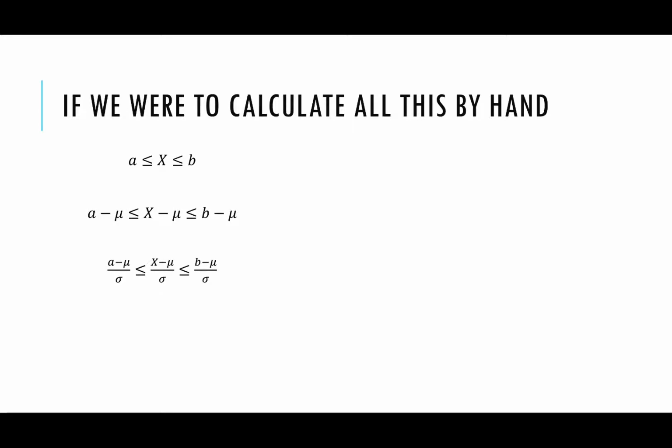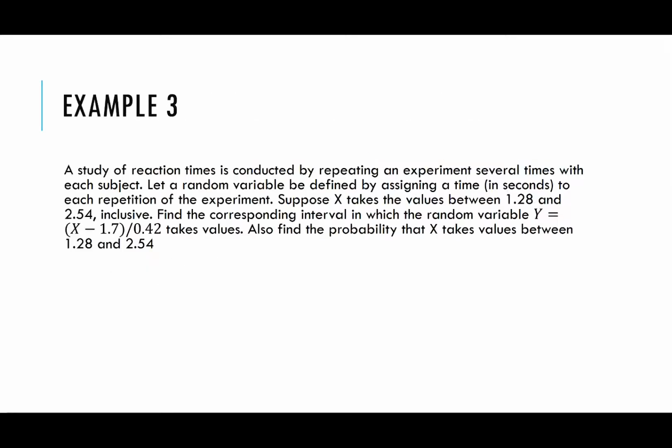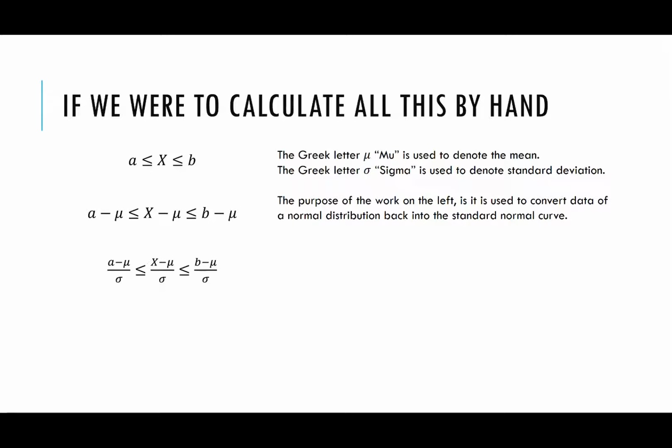The only other thing is, what this formula does is it takes any data, any normal distribution, and converts it back into a standard normal distribution. So for example, let's look at the curve with a mean of 10 and a standard deviation of 1.5.